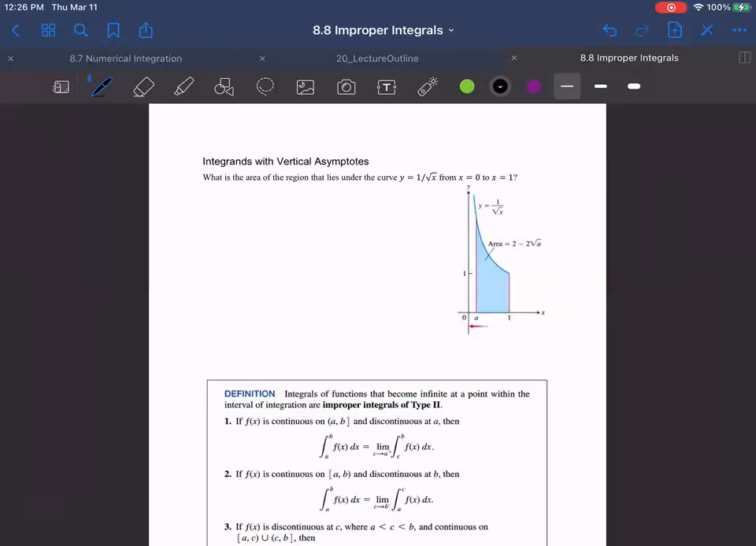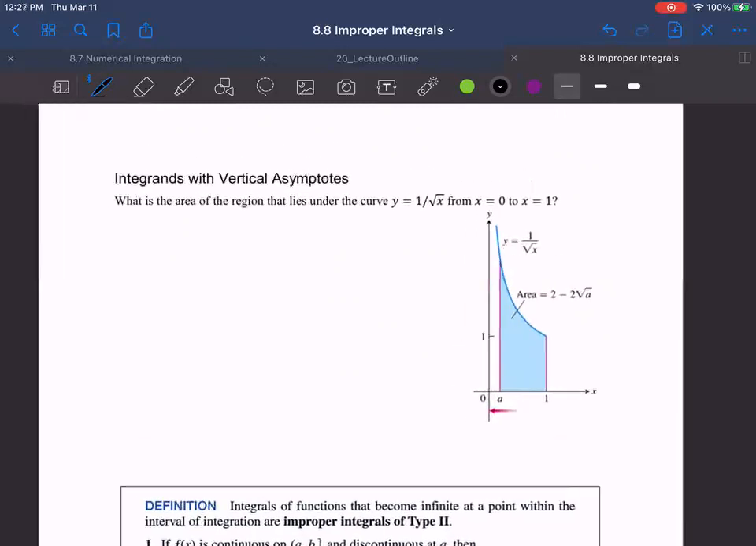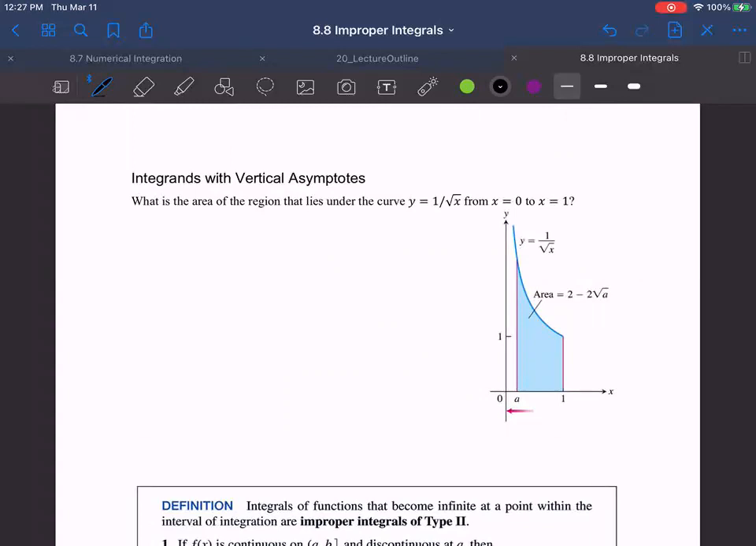Okay, integrands with vertical asymptotes. So what is the area of this region that lies under the curve y equals 1 over the square root of x from x equals 0 to x equals 1? If we go to do this one, we can say the integral from 0 to 1 of dx over the square root of x. We have a vertical asymptote, right? This is VA, vertical asymptote, at x equals 0, and so that's in our limits of integration.